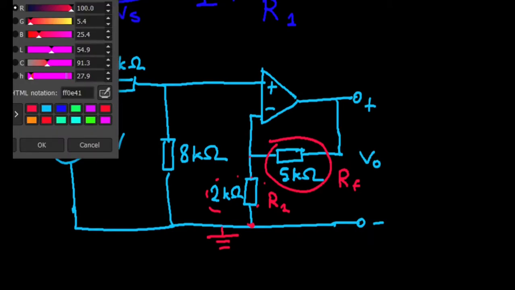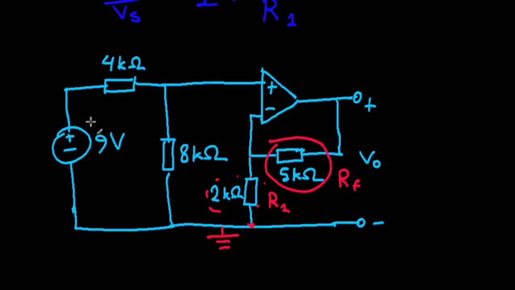This is interesting, and it's mainly why I picked this problem. What's the current here? Zero, right? This is the current entering one of the op amp inputs, so it is zero. This is an ideal op amp. And if this is zero, and if we are considering this loop right here, I'll mark it like this.